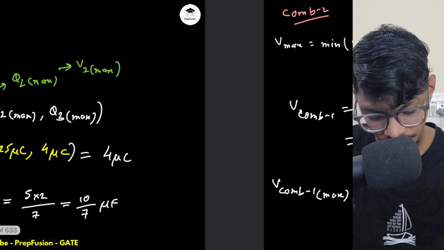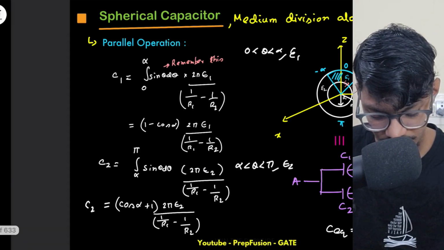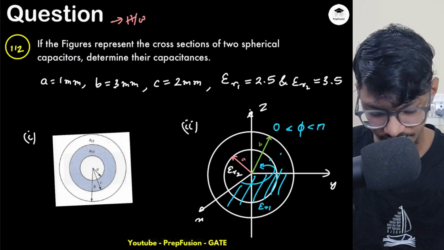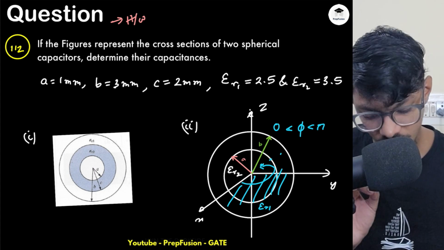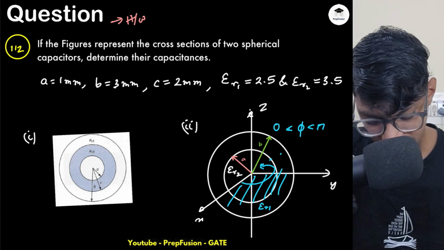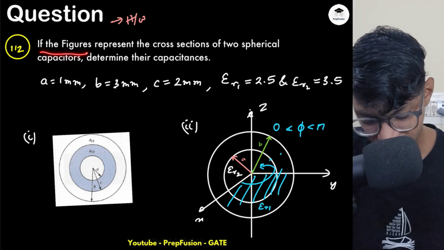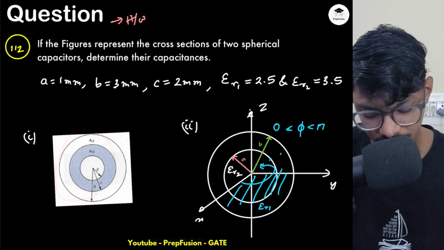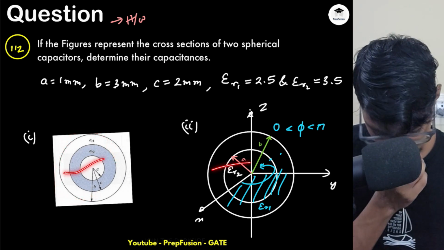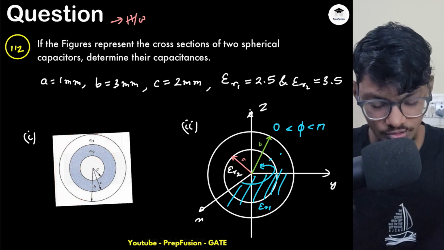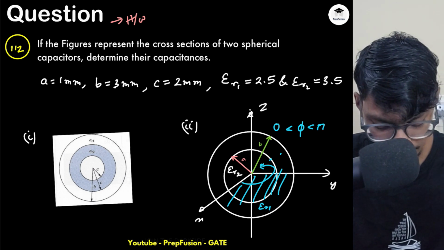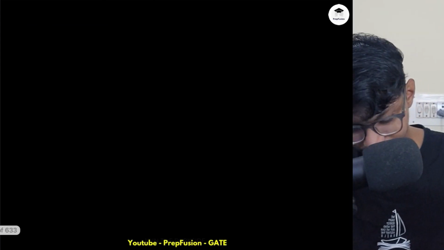So the next question, we have a spherical capacitor-like configuration, and you had to find out, in the figure, if the figures represent the cross section of two spherical conductors, determine their capacitances 1 and 2, and A, B, C are given. So here I can observe that I am in case 1, right?